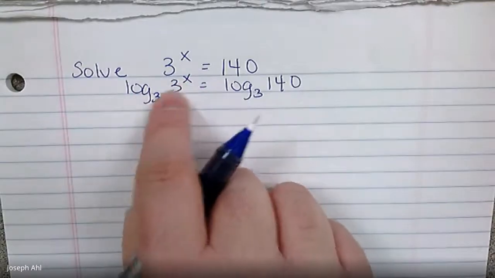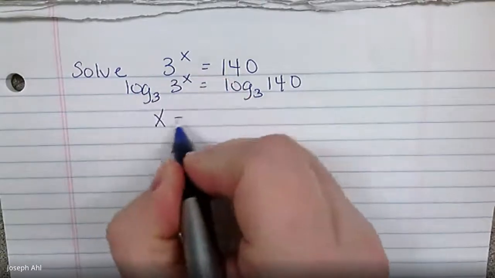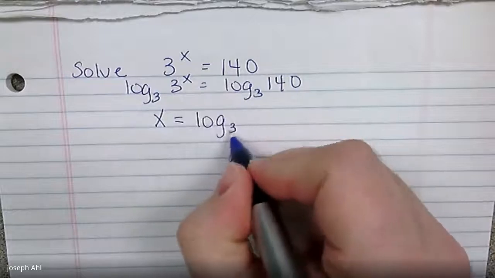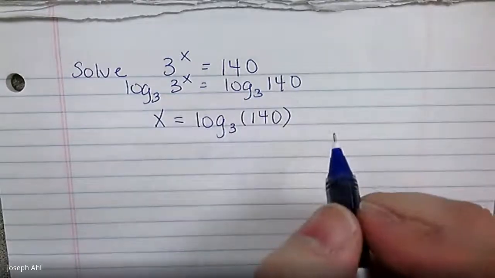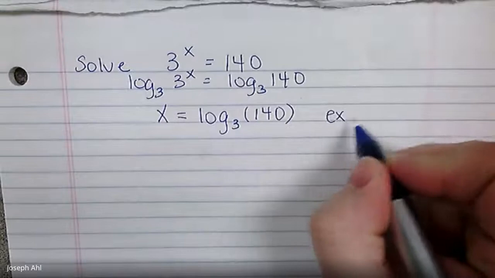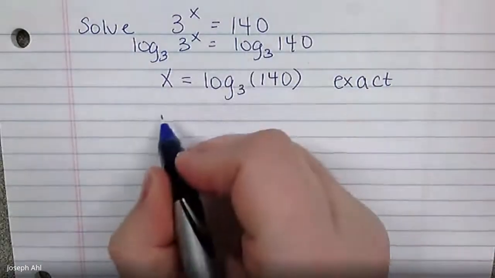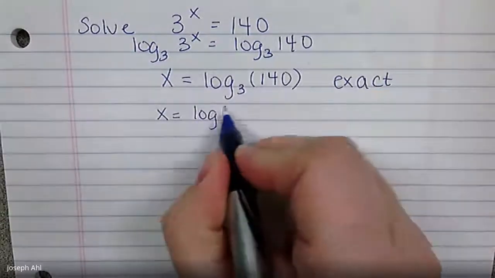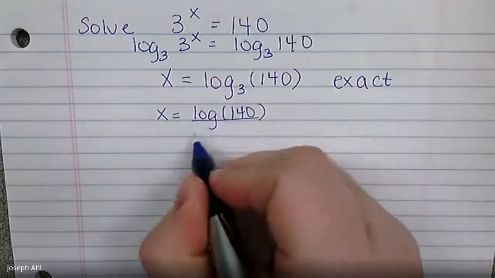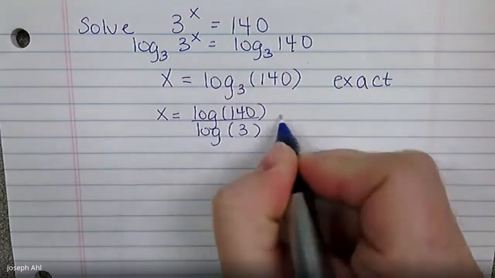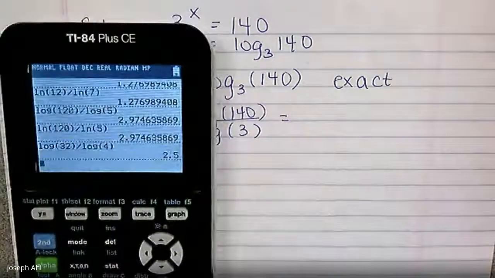Log base 3 of 3 to some power is just that power x. So x equals log base 3 of 140. So this is the exact answer. If I said also to round that to the hundredths place, how would I do that? Well, I'd need to quickly use the change of base rule, where I take log of 140 and divide by log of the base 3 to figure out that decimal approximation.